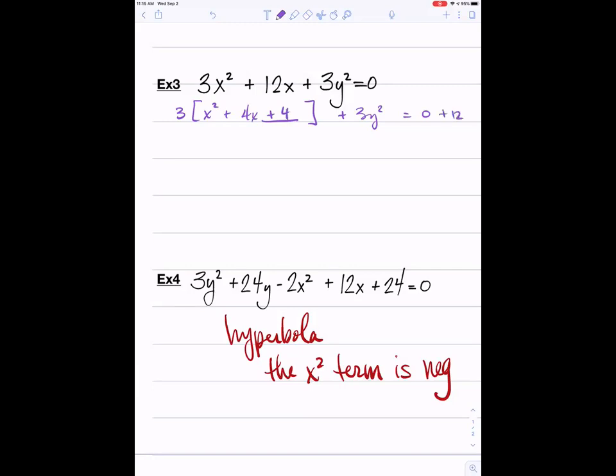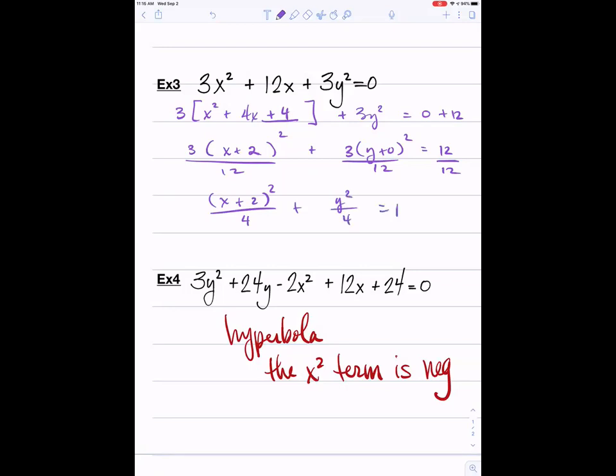So this is going to be 3 times the quantity plus 3 times, it is a y squared, but can you think of it like this? y plus 0 squared is equal to 12. Okay, and then what would you do? And so this is going to be (x plus 2) quantity squared over, plus y squared over, equals 1. Now look at your a and b. They're exactly the same. Now wait a second.